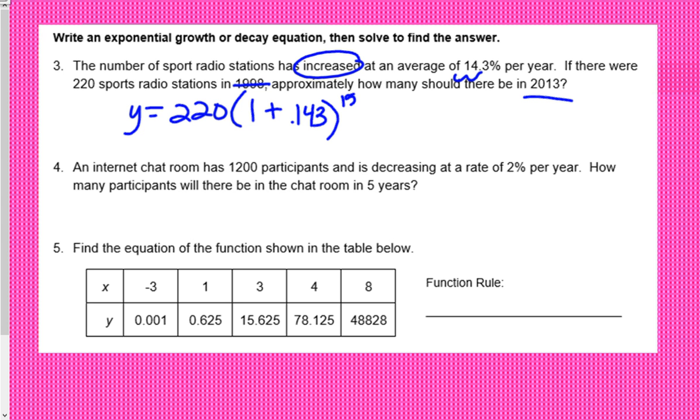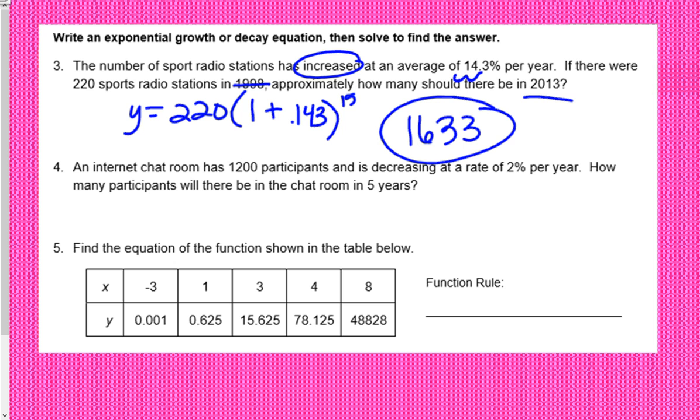Again, all that's left to do is type this in your calculator. And we get 1633. Again, rounding up, rounding down, it does not matter, it's up to you. Okay, I'm going to go ahead and pause my screen and let you try the next one on your own.